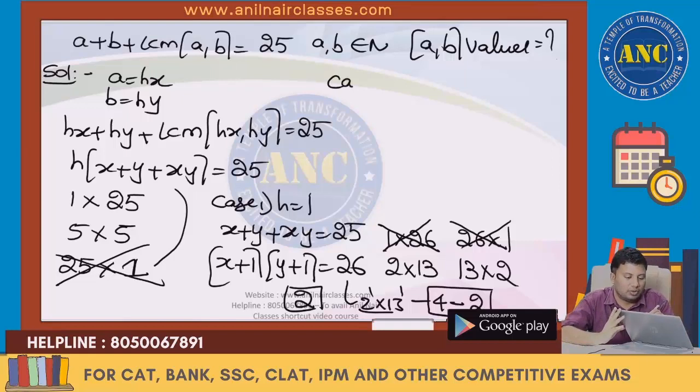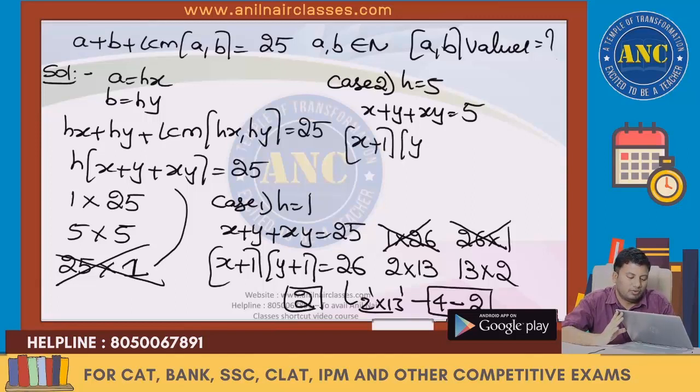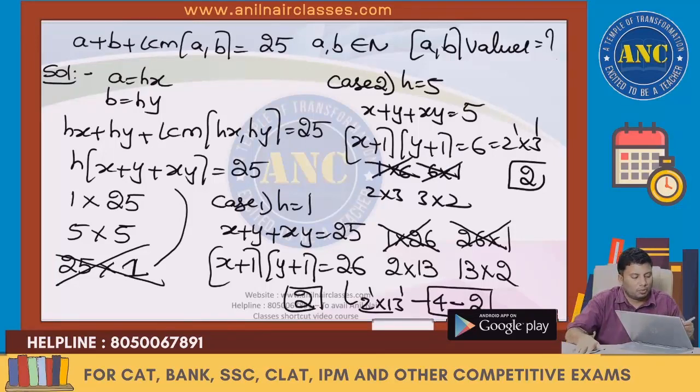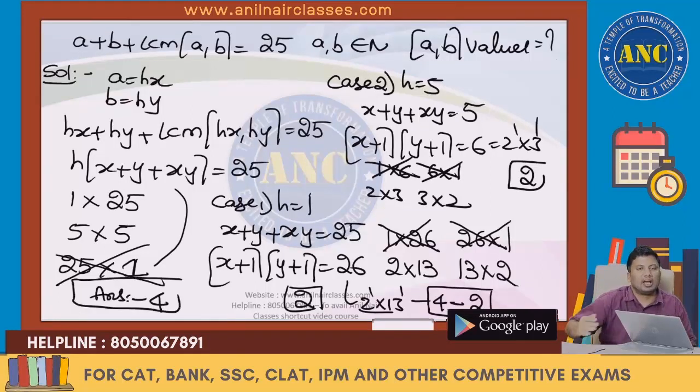Case 2: h equals 5. x plus y plus xy equals 5. Adding 1, x plus 1 into y plus 1 equals 6. These are 2 into 3. 2 twos are 4, minus 2, 2 cases. What are those cases? 1 into 6, 6 into 1, 2 into 3, 3 into 2. These out, these out. The answer is 2. 2 plus 2, so the answer is 4 cases. I hope the idea is clear. Kindly reply in the live chat if the idea is clear to you. I am sure the idea should be extremely clear to you.